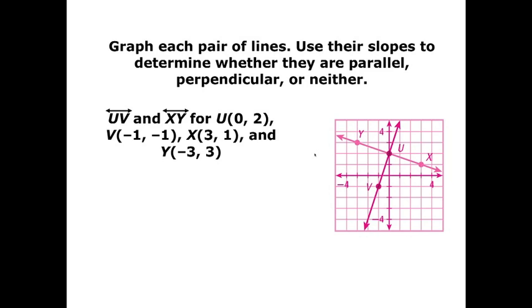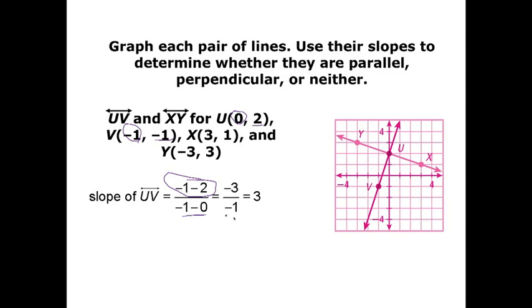So that's what they would look like. Now, at first glance, it appears they might be perpendicular, and so that's what we're going to be checking for. So we're going to check the slope of UV, and we're going to check the slope of XY. So for UV, again, it doesn't matter which way I go, but I'm going to take the y values. So I'm going to do negative 1 minus 2, which is what we see here, negative 1 minus 2, over negative 1 minus 0, which is what we see here.